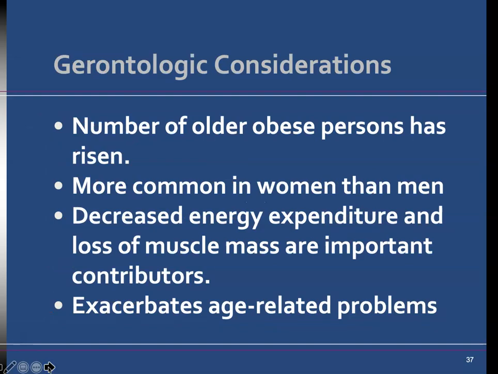Gerontologic considerations, basically our older population: the number of older obese persons has risen, more common in women than men. Decreased energy expenditure and loss of muscle mass are important contributors. It exacerbates age-related problems, an example being arthritis.